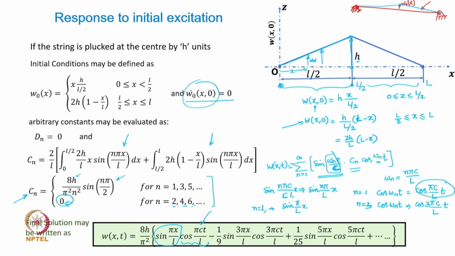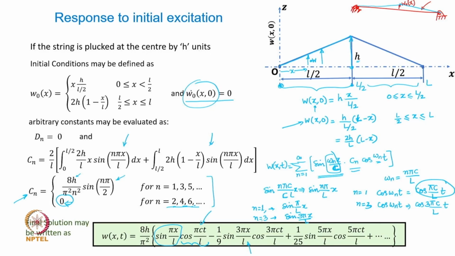And then the second term is absent. You can see that all the even terms are 0. So the second term will have sine 3 pi. So n is equal to 1, this is going to be the case. For n equal to 3, you will have this as sine 3 pi x over L, and that is how it is going to be.